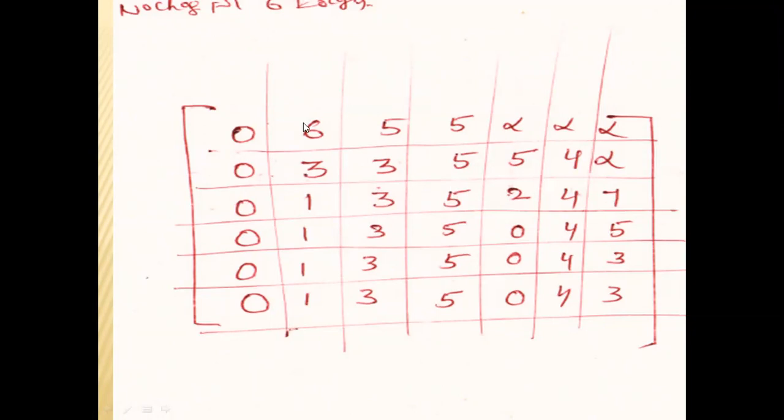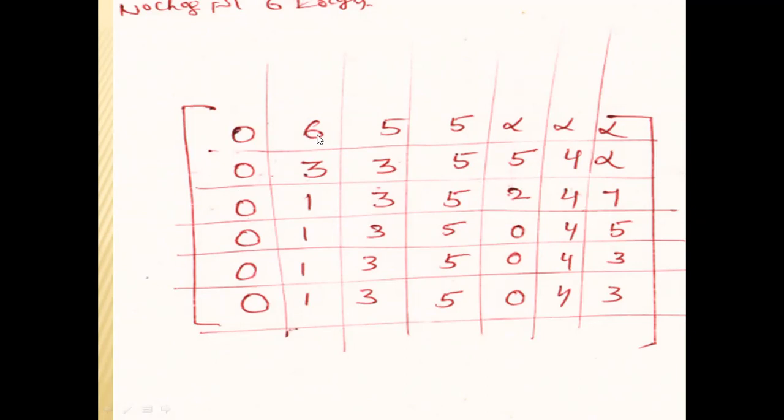The difference means next here 6, 3, 1, 1, 1, there is no change. 5, 3, 3, 3, no change. 5, 5, 5, no change. Infinity, 5, 2, 0, 0, 0. 4, 4, 4, no change. It means 5, 7, 6, 7. It represents, suppose 1 to 1. 1 to 1 is all 0.